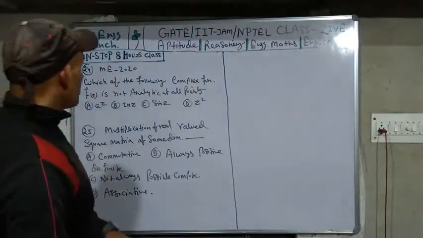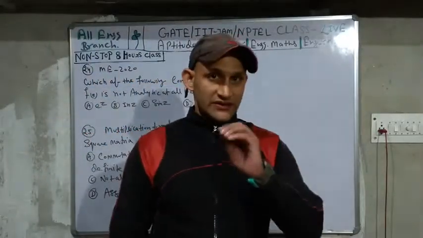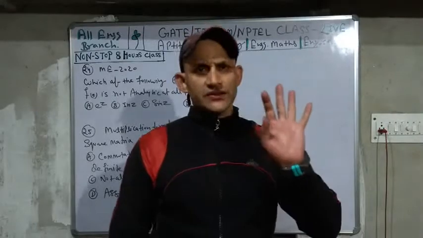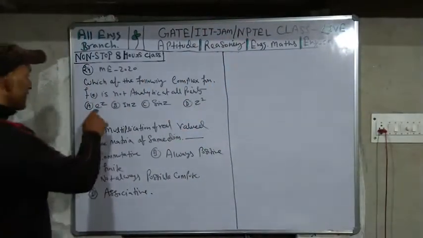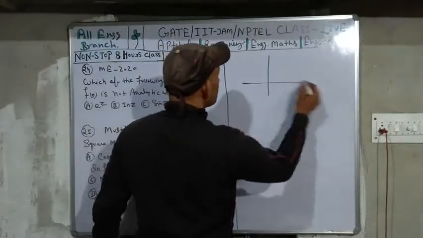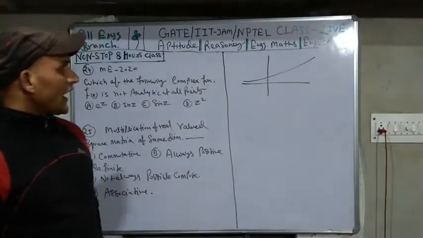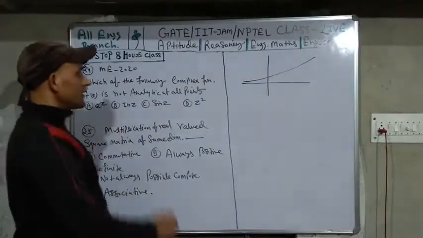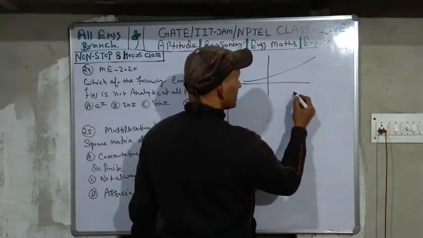To check an analytic function, some people use the CR equation, the necessary condition. There is no need to check the necessary condition. Why would you use the CR equation here? Number one is e to the power z. The graph of e to the power z is this. This function exists. You know that e to the power z, e to the power x.